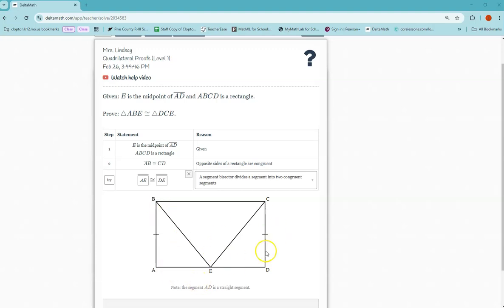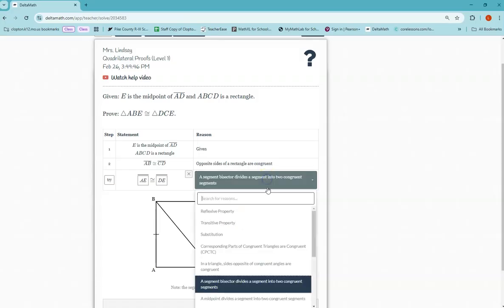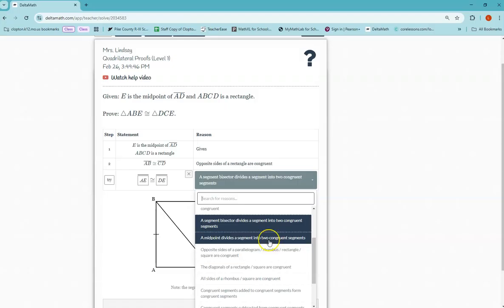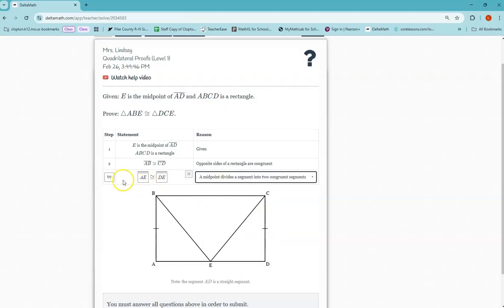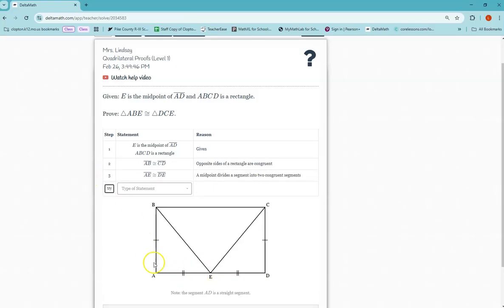So these two smaller triangles here. So we've got sides that are congruent. We can also talk about this being a midpoint, right? So AE is congruent to DE, because a midpoint divides a segment into two congruent segments. Okay, so we've got two sides.